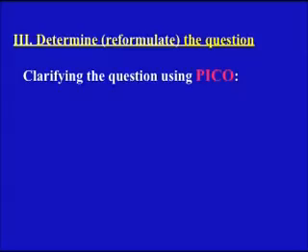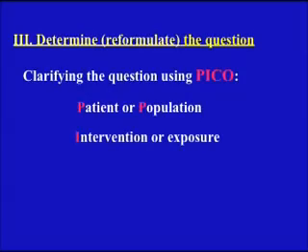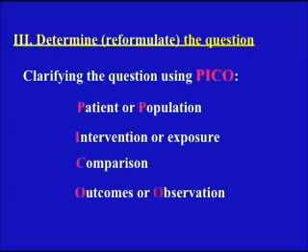Looking at it more carefully, P stands for patient or population. This describes the patient, age, sex, race, and medical condition. I is for intervention or exposure. This would include treatment, diagnostic procedure, or exposure. C is for comparison: none, placebo, or other. O is for outcome or observation. What is the clinical effect, mortality, or hospitalization?